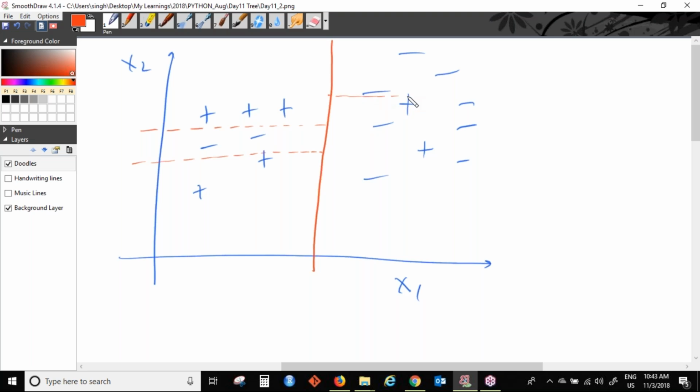I will create splits like this. I'll create small buckets like this, right? Are you following? I'll create small buckets like this based on x1 and x2, and I will separate this entire space, right? Now is this good or is this bad? Creating these small buckets, is that good or is this bad, and why?